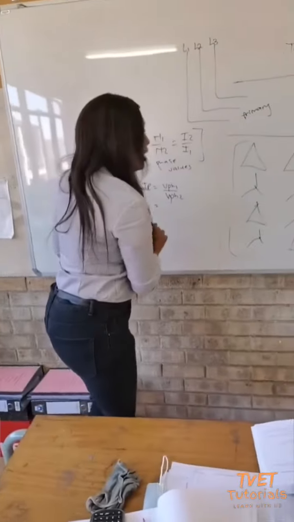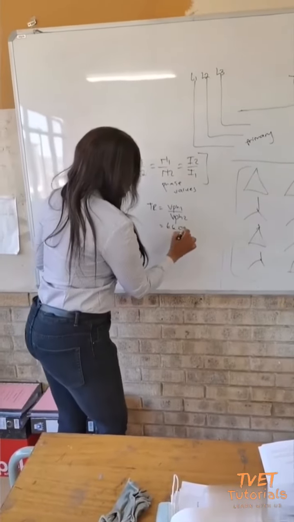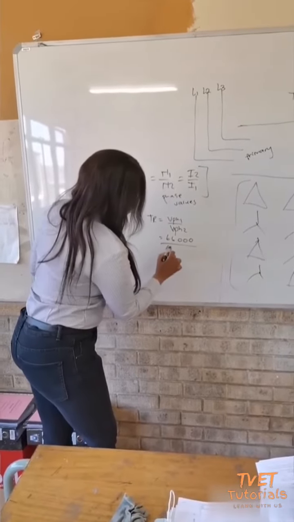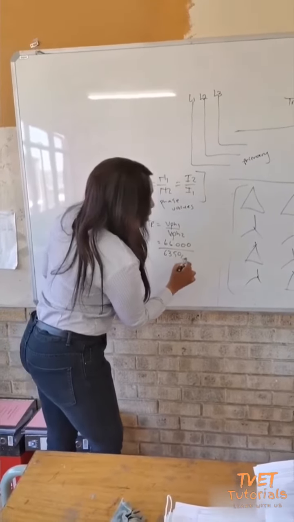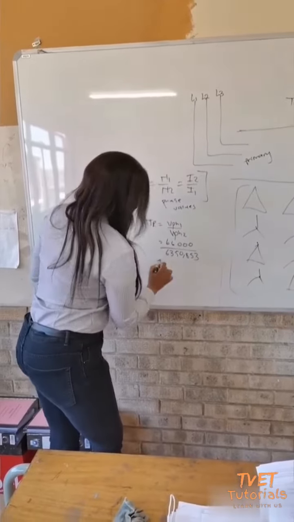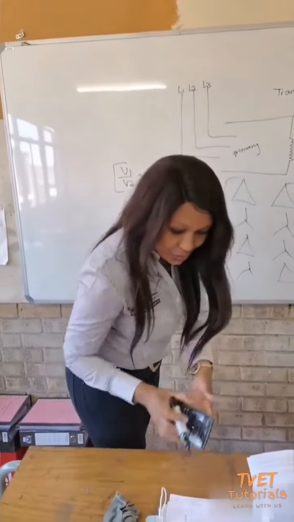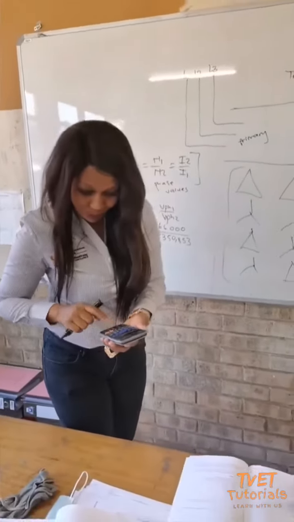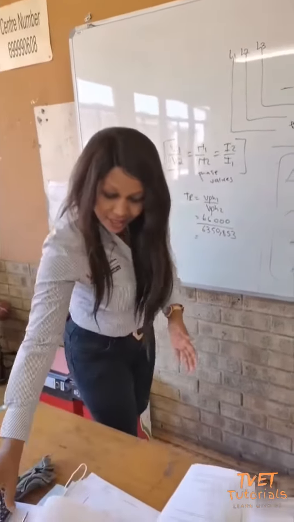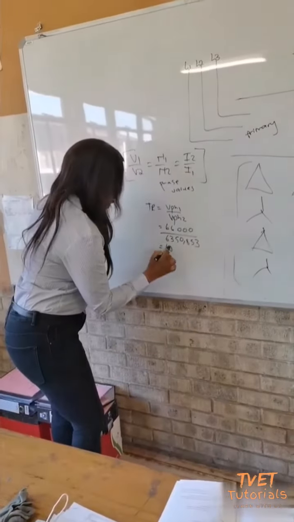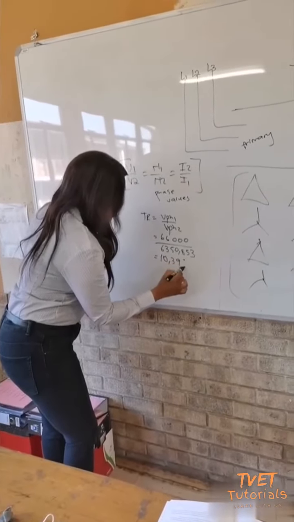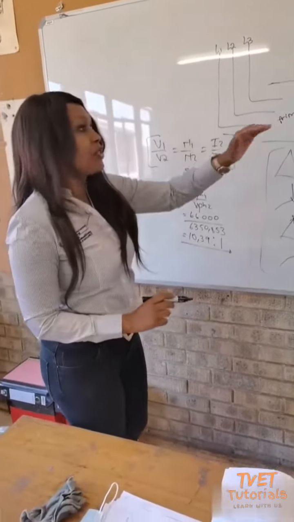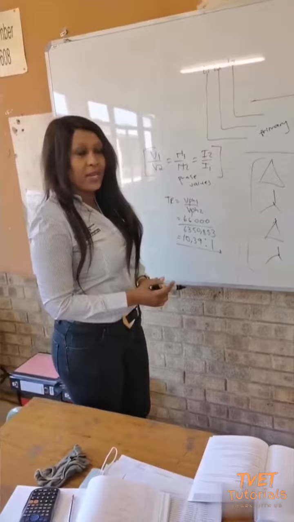Now that we have V phase 1 and V phase 2, we can calculate the transformer ratio. We substitute here: our V phase 1 is 66,000, our V phase 2 we just calculated, it's 6350.853. Then our transformer ratio will be 10.39 to 1. We have solved the first question for the transformer ratio.